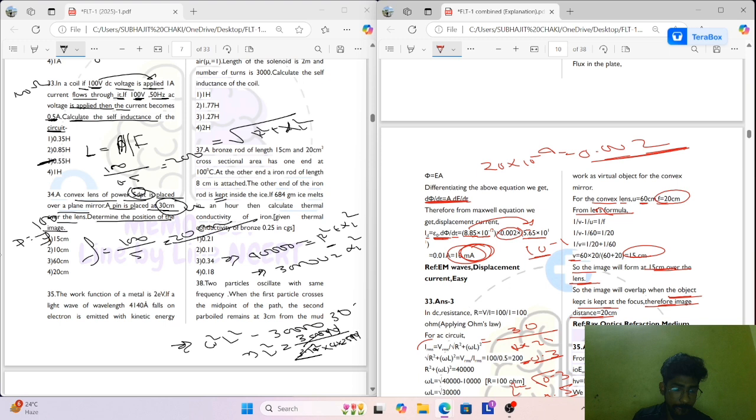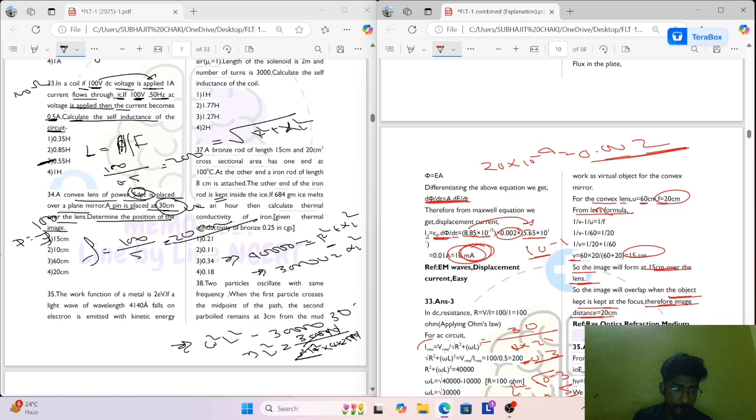So lambda naught equals lambda into h nu by phi naught. Lambda is equal to 4140, h nu equals 3, and phi naught equals 2. That means this will be 2070 into 3, that means 6210 will be our answer. Option number 1, I guess. Yeah.